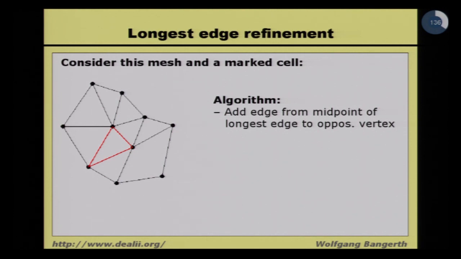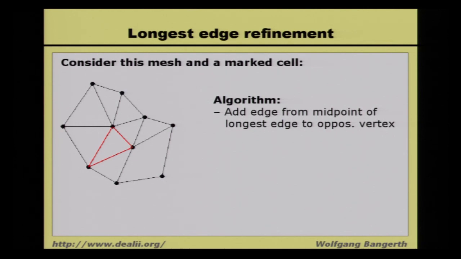So let me give you an example. Let's say we have this mesh on the left, and we would like to refine this triangle that I have marked in red. So we've decided, for example, that the solution on this one cell is not accurate enough. The error indicator for this one cell is too large, and we need to refine it. So what we do is we're going to split this triangle into two smaller triangles.